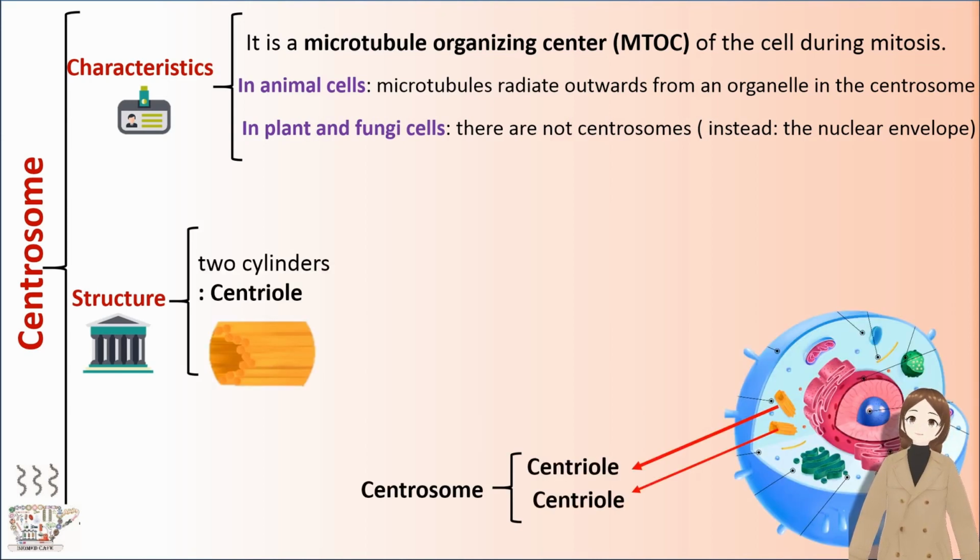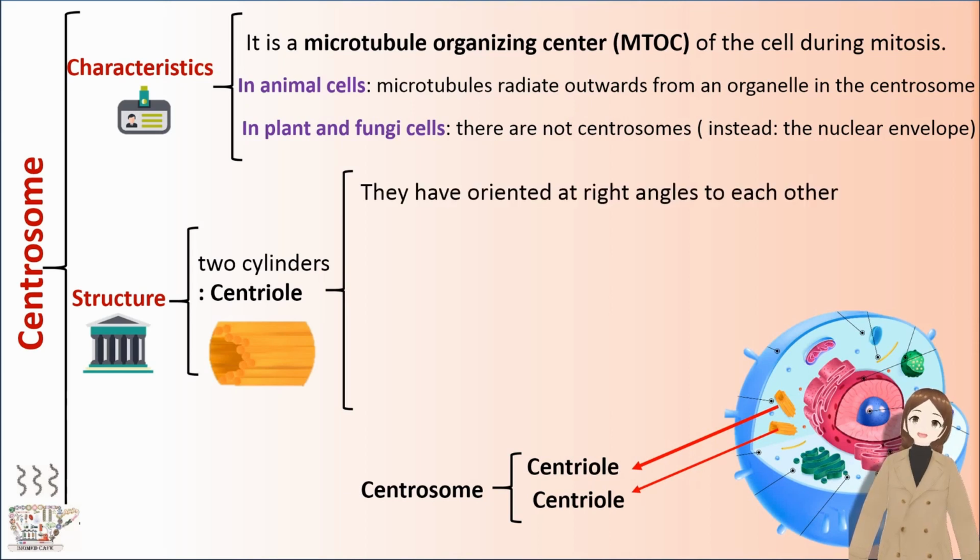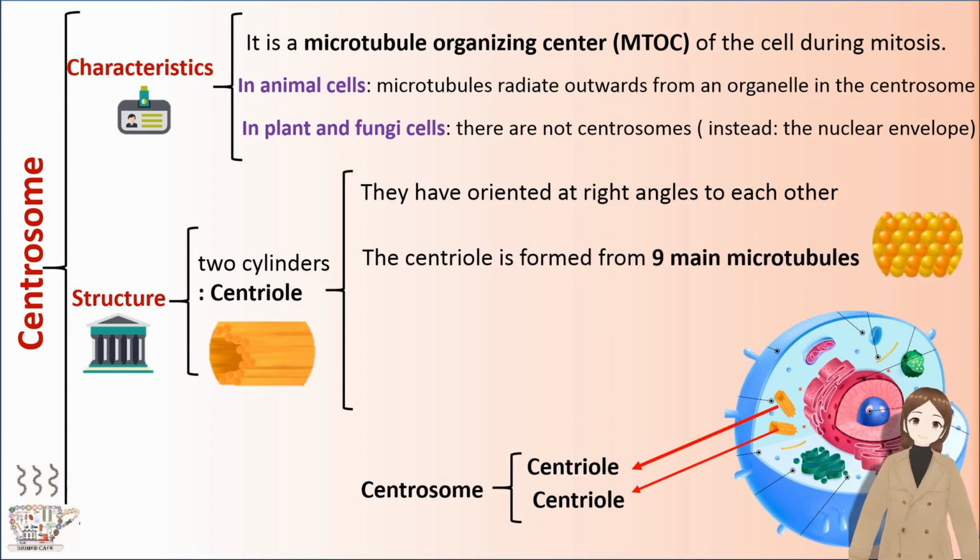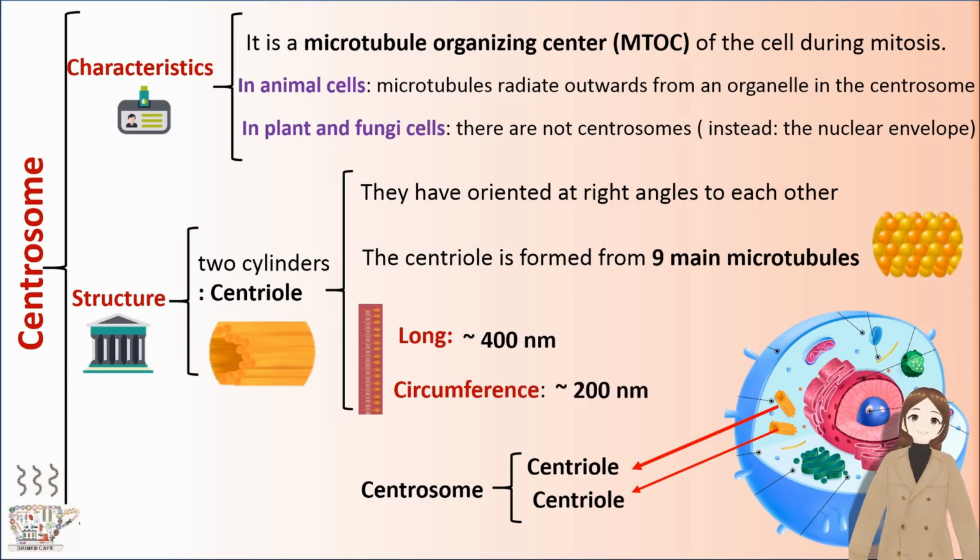Centrosomes have two cylinders in their structure. They're called centrioles. Centrioles are oriented at right angles to each other. The centriole is formed from 9 main microtubules. Their length is approximately 400 nanometers and their circumference is approximately 200 nanometers.